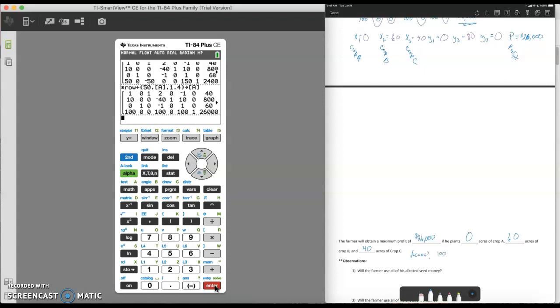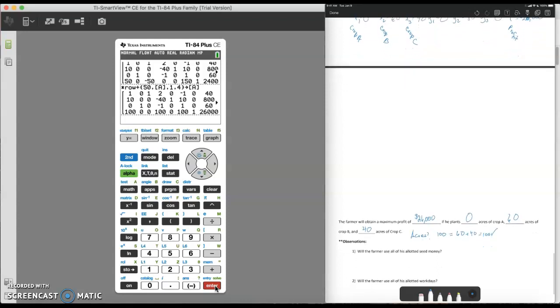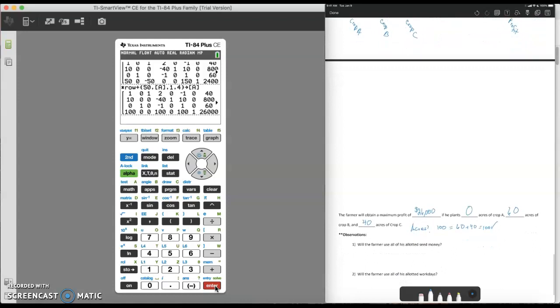He had 100 to use, and he planted 60 with crop B and 40 with crop C. So he did use all of his acreage. Nothing went unplanted. A couple other observations. It says, will the farmer use all of his allotted seed money?